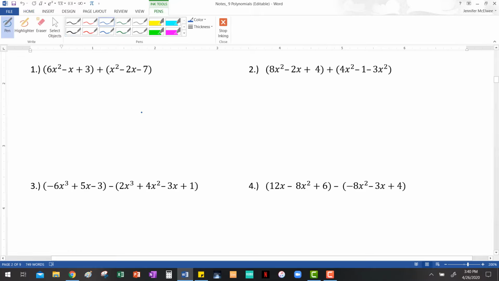So the original problem for number 1 is the quantity of 6x squared minus x plus 3 plus the quantity of x squared minus 2x minus 7. The first thing we need to do is to eliminate these parentheses. Technically, we use the distributive property. However, when we look at these parentheses, there's nothing but a 1 outside of each of them. So, if we were to distribute the 1 to each term in each quantity, it's not going to change anything. I'm going to bring down this whole expression without the parentheses.